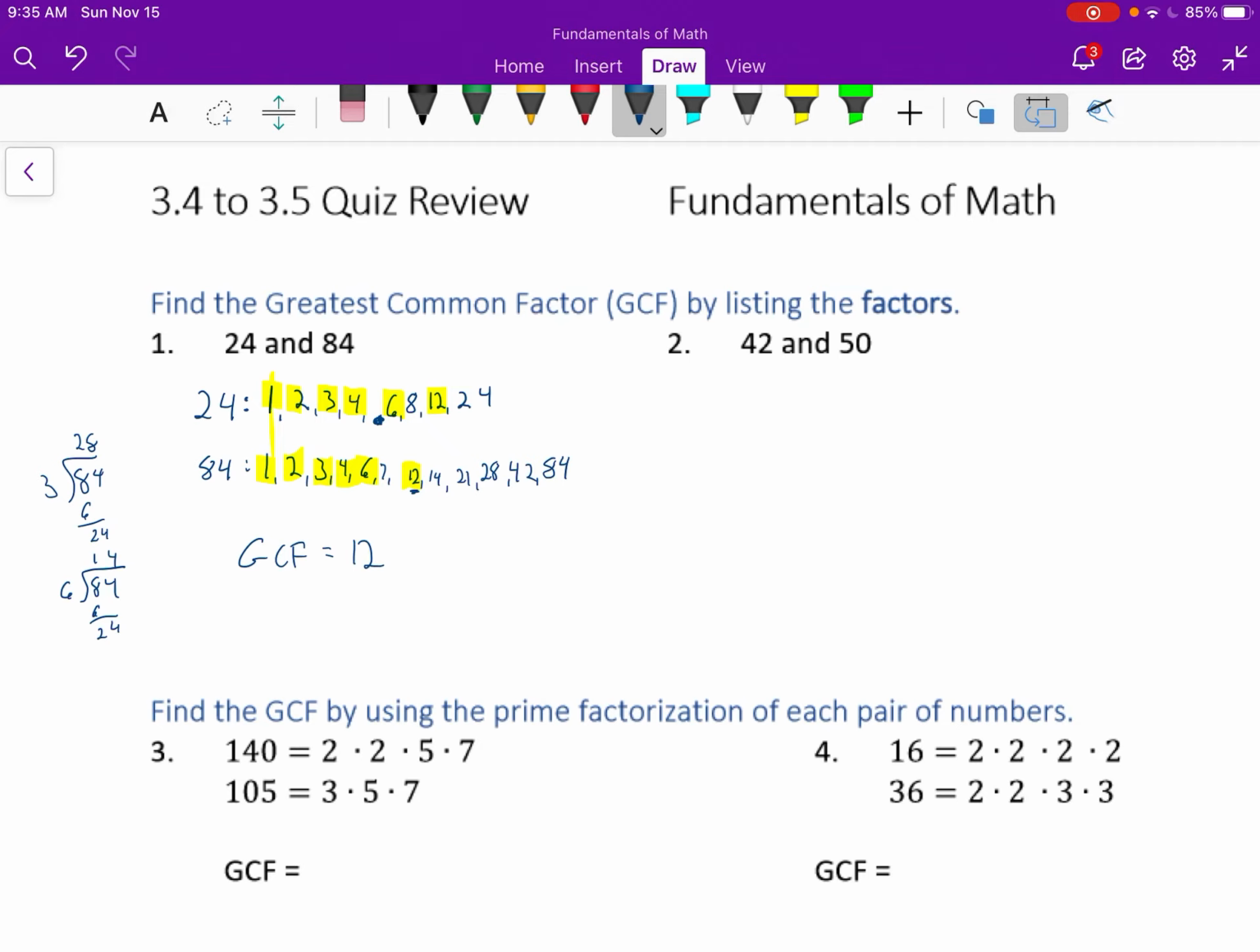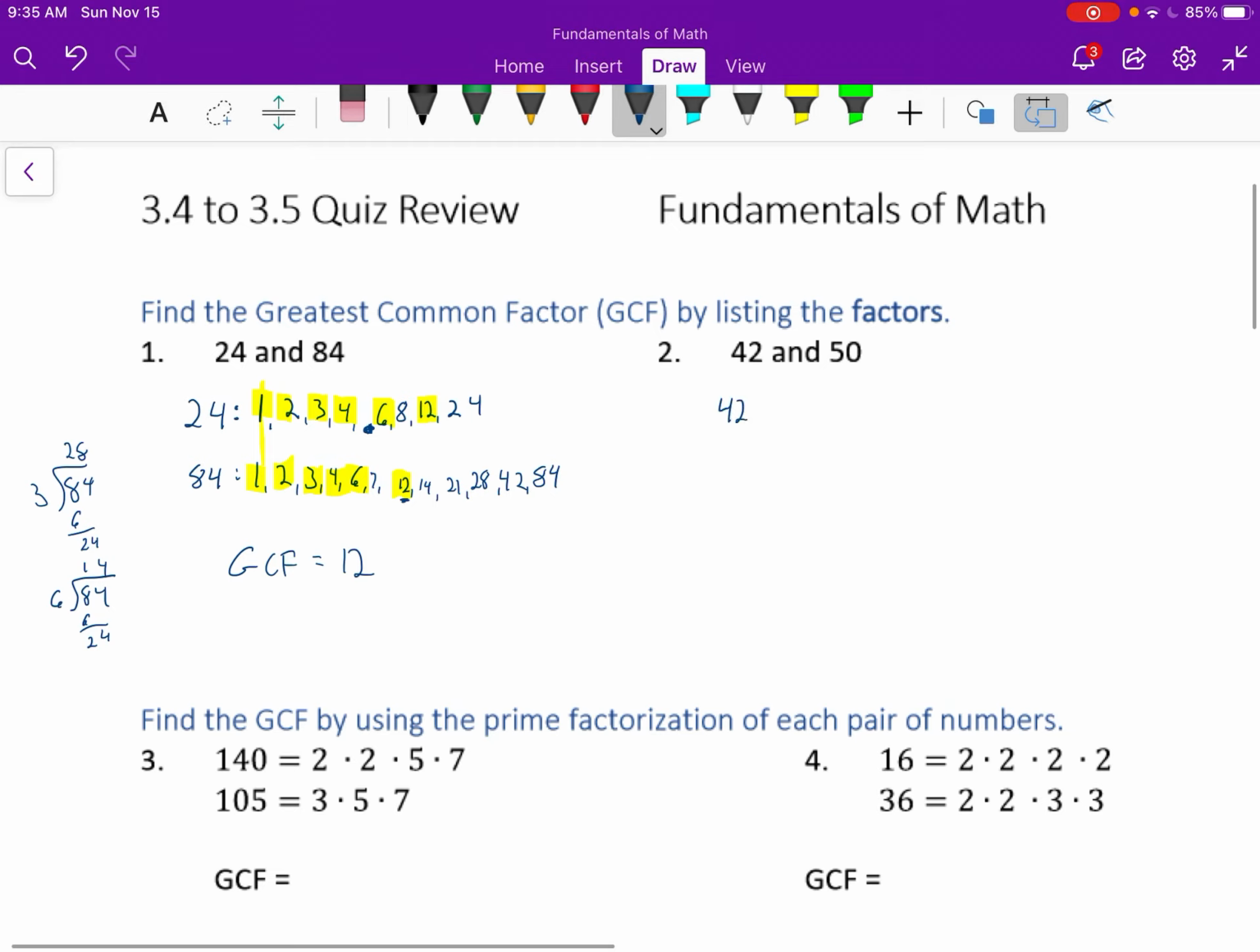All right, same idea here, 42. Factors of 42, 1 and 42. 2 goes into 42 21 times. 3 goes into 42, I believe, 14 times. So we divide that, and we get 14. 4 doesn't go into 42, 5, 6. 6 goes into 42 7 times, and then we are finished there.